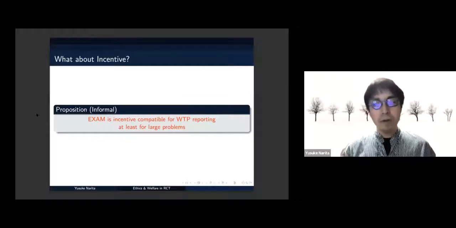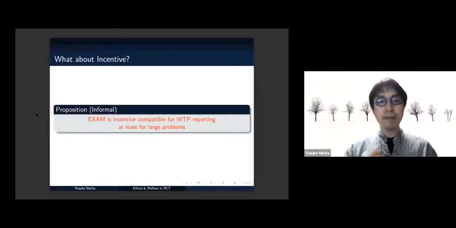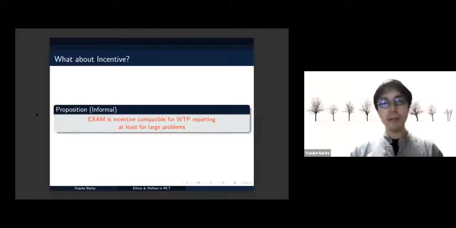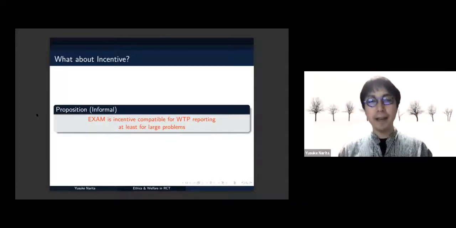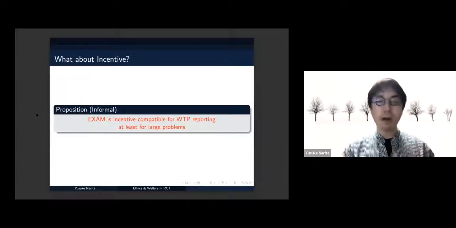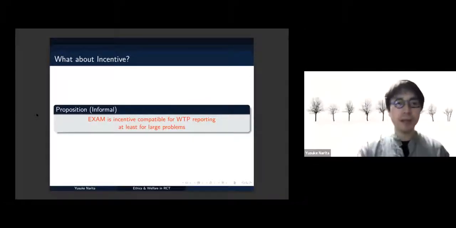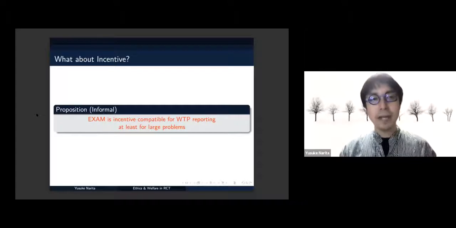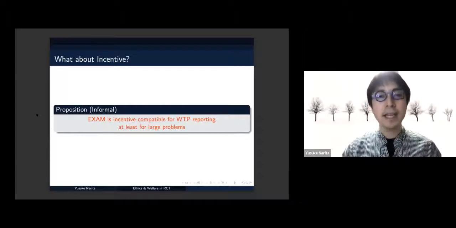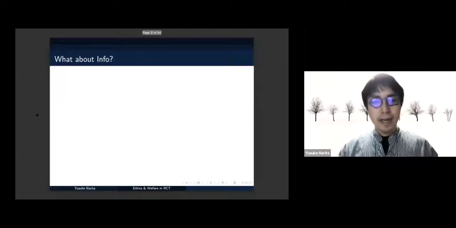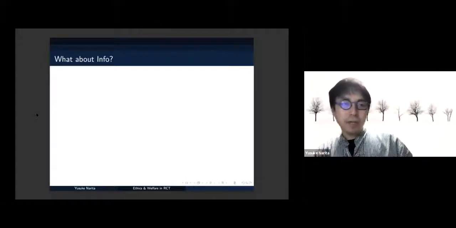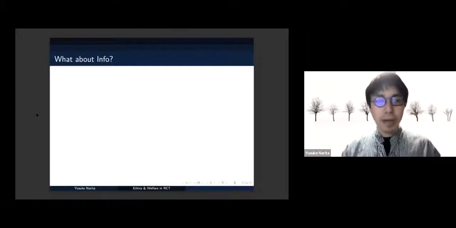So it is almost always optimal for experimental subjects to report the true willingness to pay to the experimenter when experimental subjects are trying to maximize the private benefit coming from that willingness to pay reporting. So in this sense, EXAM is welfare optimal in an incentive compatible way. Then the final methodological question is probably what about information?